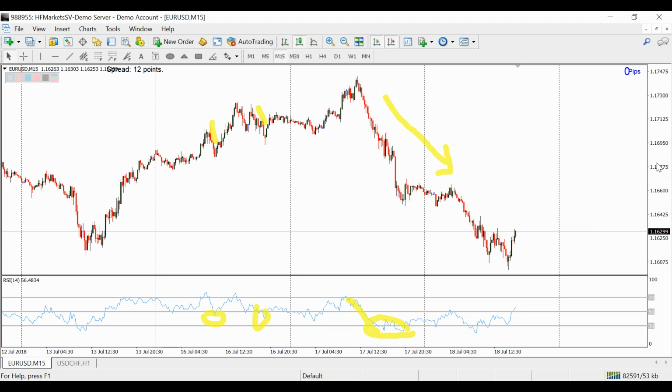But the problem with RSI 50 is you will get the false signals. This all is a false signal. If above 50, we know we can buy. But below 50, if we sell, we will get stopped out. Seriously. Here is good.